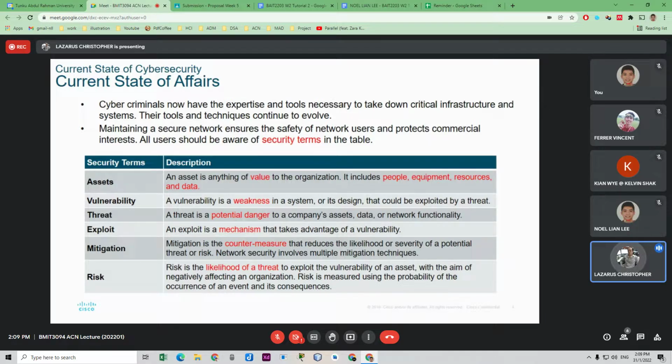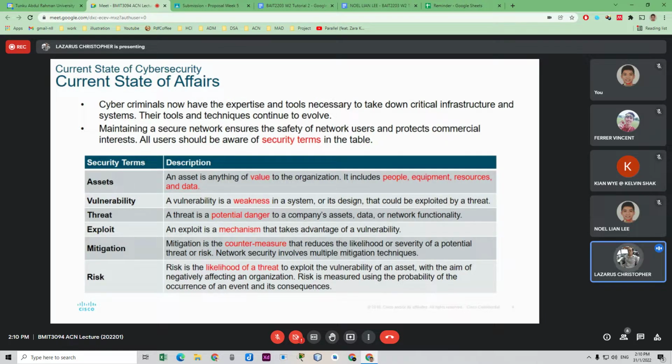Okay, so all users should be aware of security terms. These are terminology, right? How we describe specific terminology when it comes to IT security. So we must understand: when we say assets, assets are anything that is of value to the organization, whereby it can be people, equipment, resources, and data. These are the assets of the organization, right?